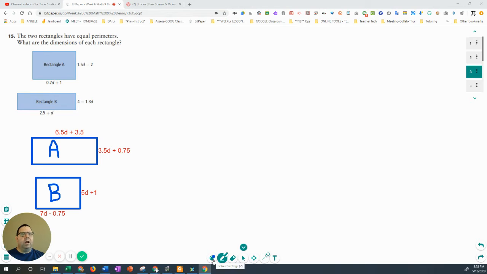Okay. So it says the two rectangles have equal perimeters. Now remember in grade 9, they automatically assume you know the difference between a perimeter and an area. They assume you know what a perimeter is, and they assume you know what an area is. Next question deals with area. This one deals with perimeter. The two rectangles have equal perimeters. What are the dimensions of each rectangle?